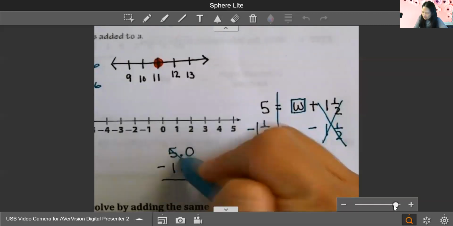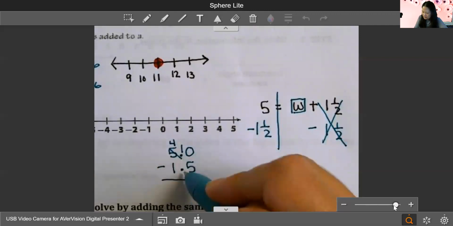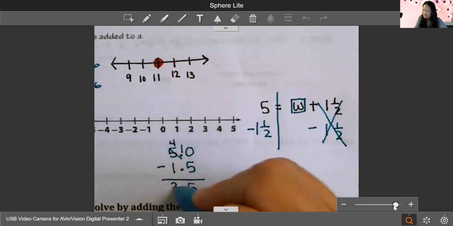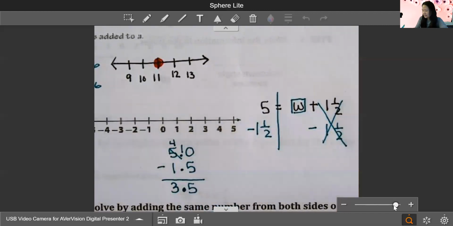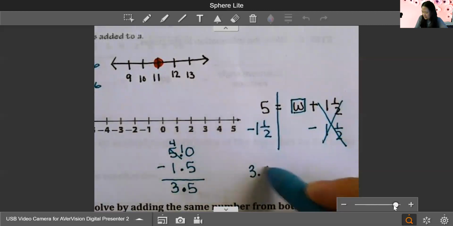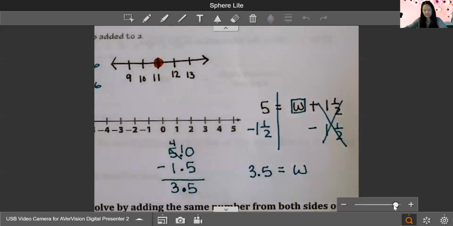So I need to borrow. 10 minus 5 is 5. 0, bring down the decimal point. 4 minus 1 is 3. So the answer is 3.5. So 5 minus 1.5 is 3 and 5 tenths equals W, and that's the answer. Okay.